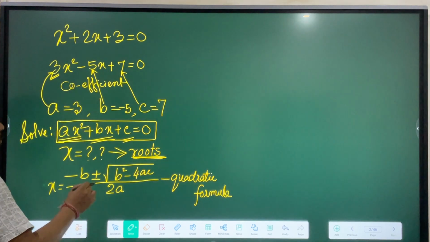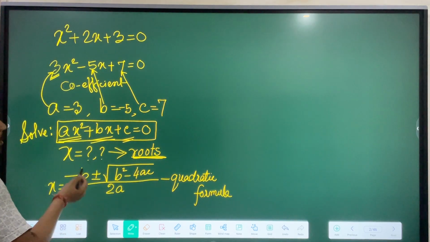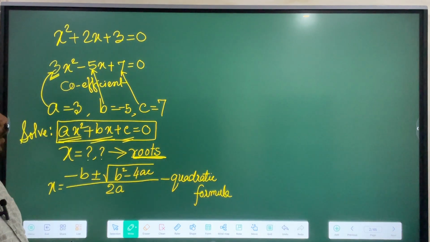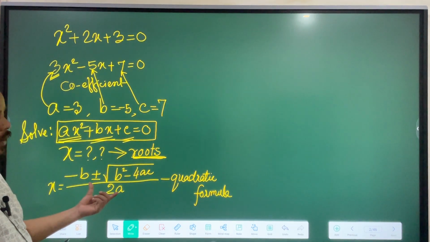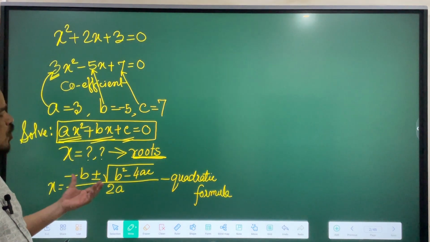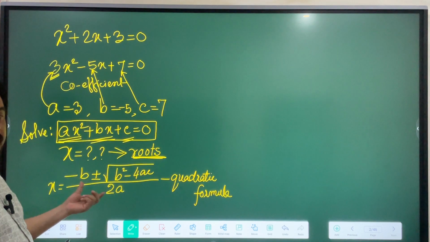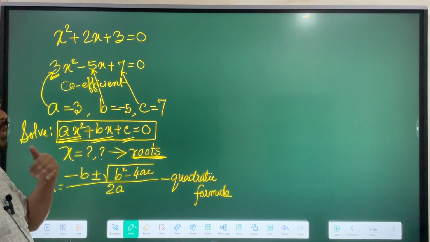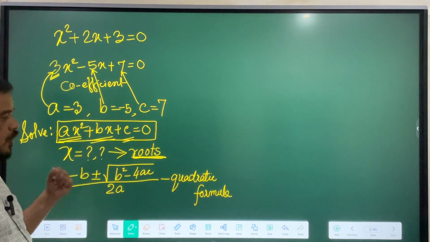Quadratic formula. With the help of this formula, we can get the value of x, or we can solve any equation. Any quadratic equation can be solved with the help of this formula. Or if we want to find out the roots of any quadratic equation, you can apply this quadratic formula. You can apply any other process also, but here we will learn about this.